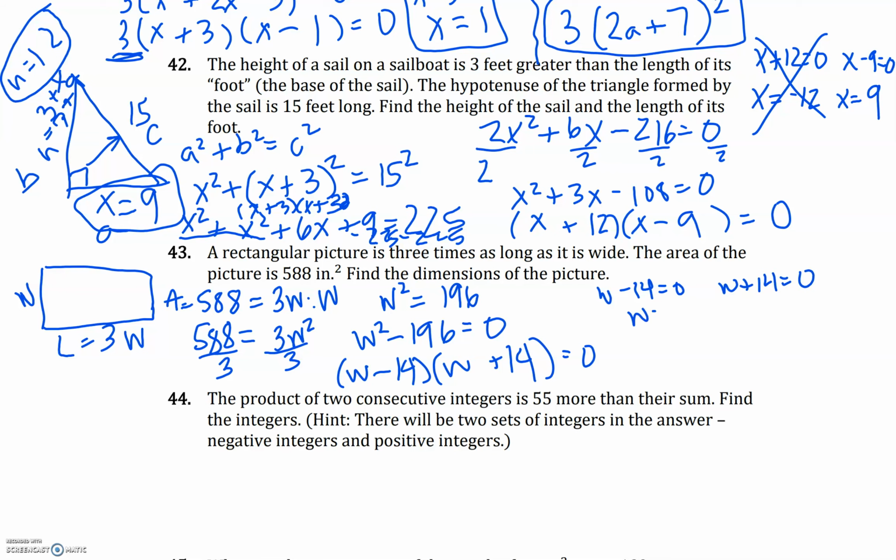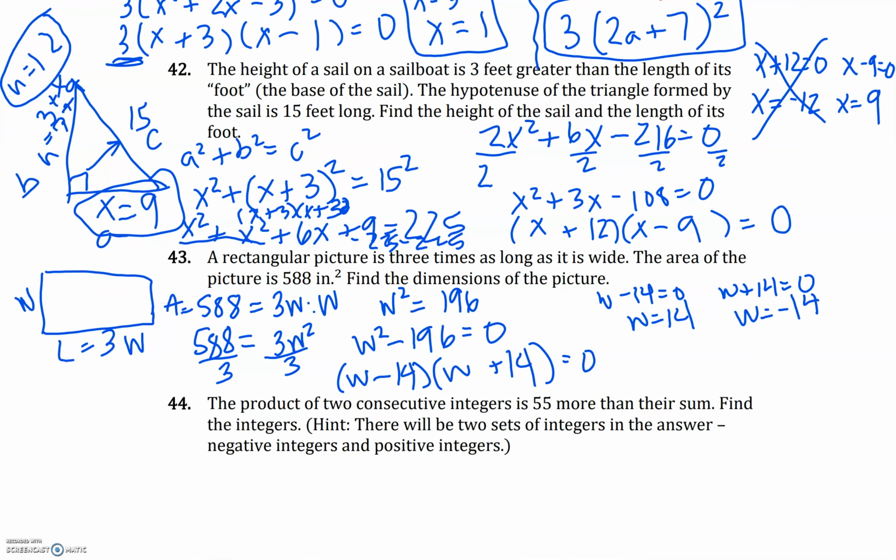On the left, I get positive 14. On this one, I get negative 14. Again, we can't have a negative value when we're measuring something real, other than temperature. So we're throwing out that negative answer, and the width of this rectangular picture is 14 inches. So my width is 14 inches.